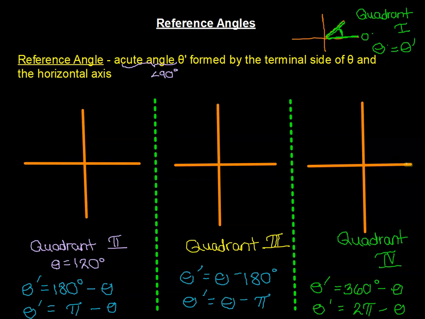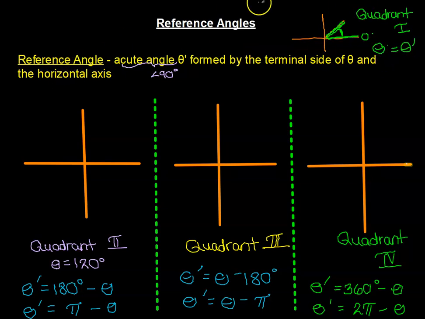Hi guys, so today we're going to go over what a reference angle is. Definition-wise, a reference angle is an acute angle, and keep in mind that acute angles are less than 90 degrees. The reference angle is also notated with this symbol, theta, and a little slash next to it. And it's formed by the terminal side of theta and the horizontal axis.